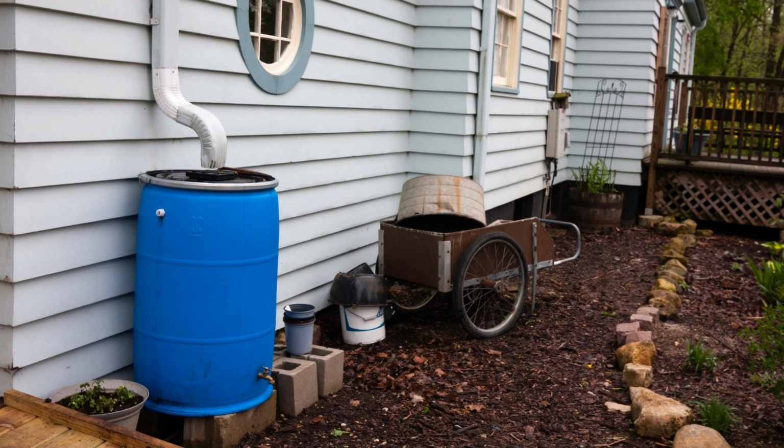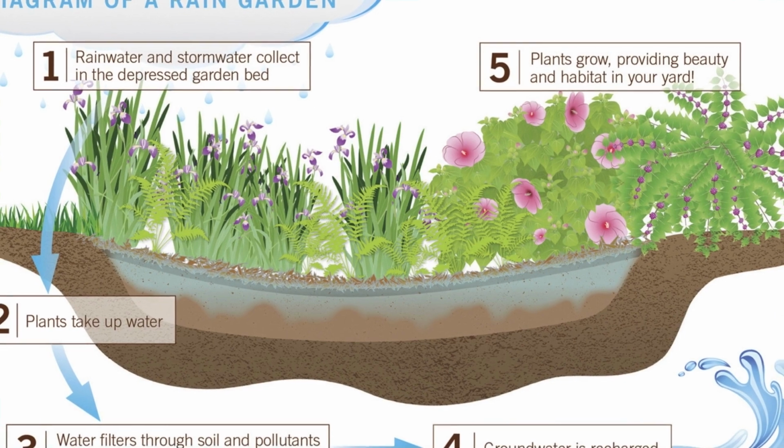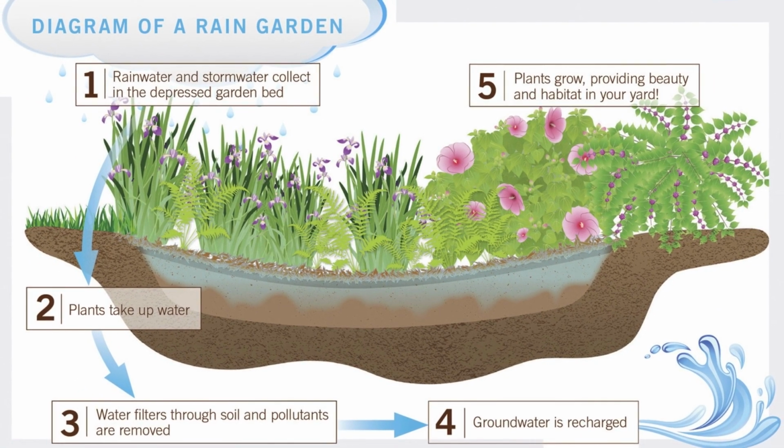You can collect rainwater from your roof in a rain barrel, amend your garden soil to improve absorption and water retention, use permeable surfaces such as small stone or gravel to allow for water to absorb into the soil, or create a rain garden. Rain gardens work by collecting stormwater in a depressed section of the landscaped area. This slows down movement of the water and allows for the plants in the garden to take up some of the water and for the rest to absorb into the soil where pollutants are filtered out.